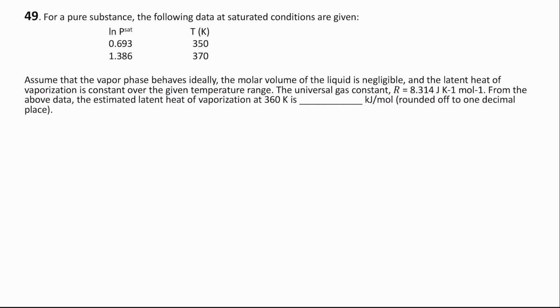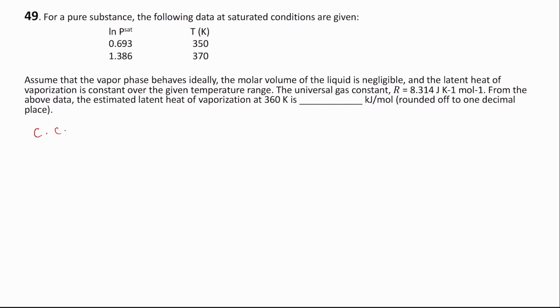Assume that the vapor phase behaves ideally. The molar volume of the liquid is negligible and latent heat of vaporization is constant over the given temperature range. The universal gas constant R is given as 8.314 joule per Kelvin per mole. From the above data, we have to find the estimated latent heat of vaporization at 360 Kelvin in kilojoules per mole rounded off to 1 decimal place.